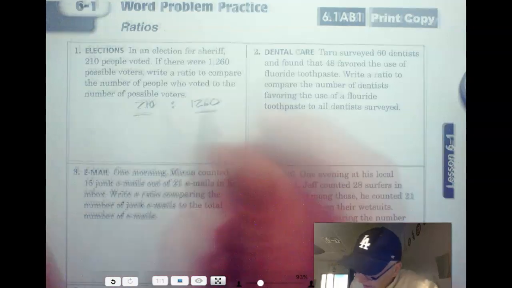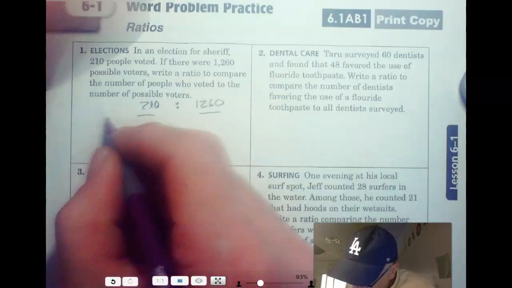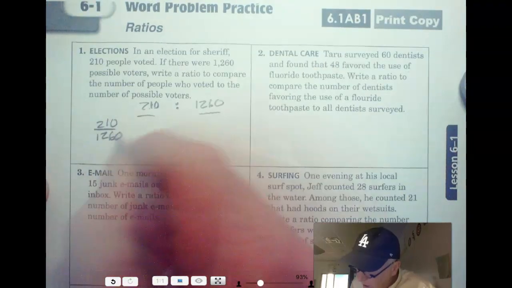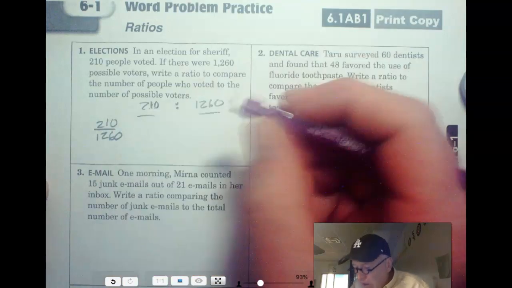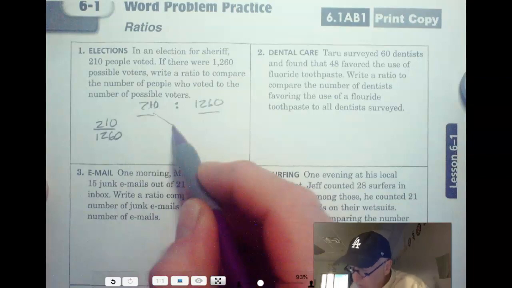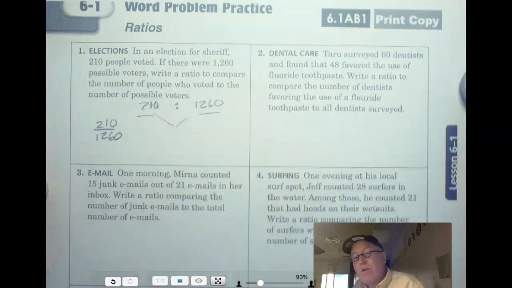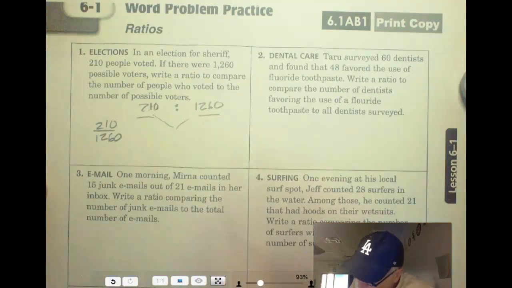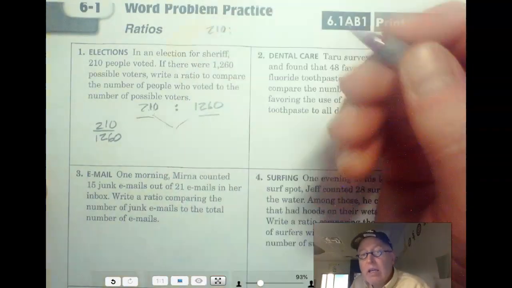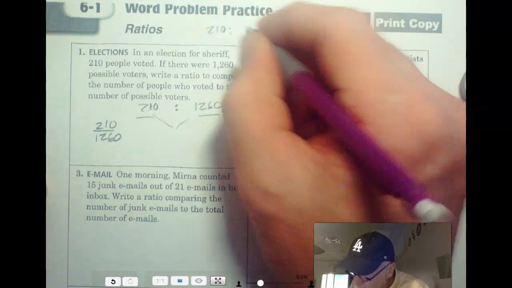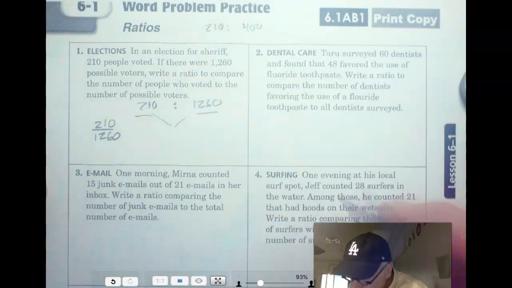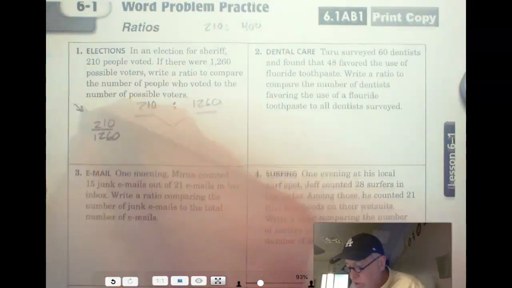Is that part to part? No, in this case, this is a part to whole relationship. So we have to watch for that, because there aren't 1,470 voters. If they were, let's say, 210 voted for candidate A and 400 voted for candidate B, that's a part-to-part relationship. Yes, this is that special ratio which is part to whole.